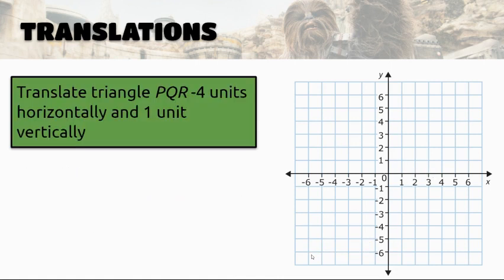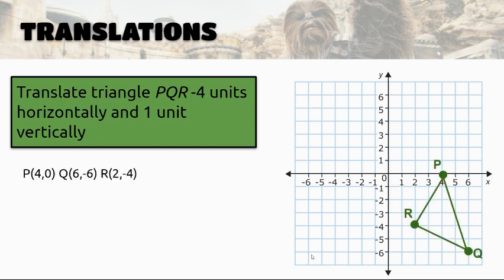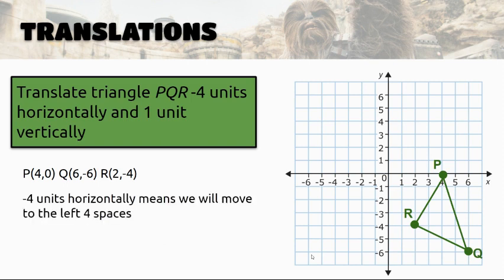Now we have translate triangle PQR, -4 units horizontally and 1 unit vertically. Okay, well there's PQR. It's currently at P is 4, 0, Q is 6, -6, and R is 2, -4. So I'm going to go -4 units horizontally. Okay, horizontally is in the X. Negative in the X means we're moving left. So I moved left 4 units.